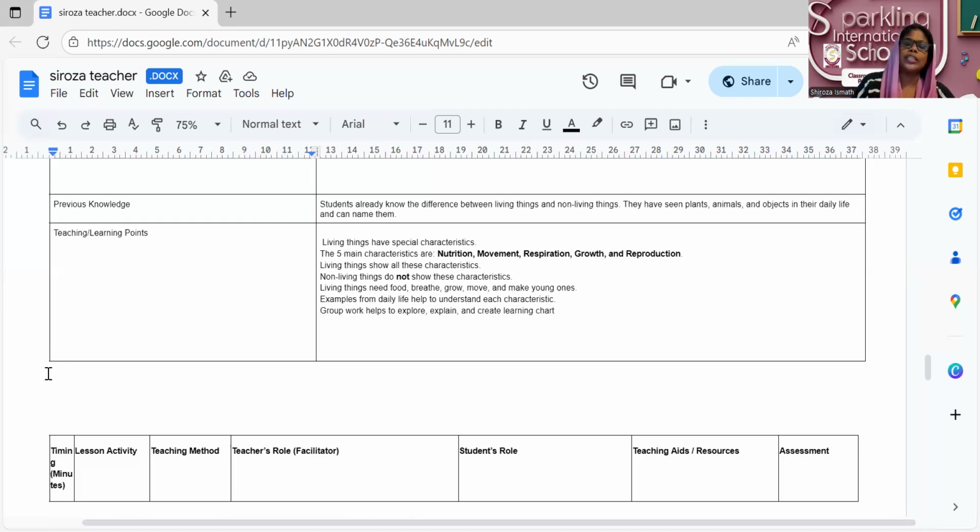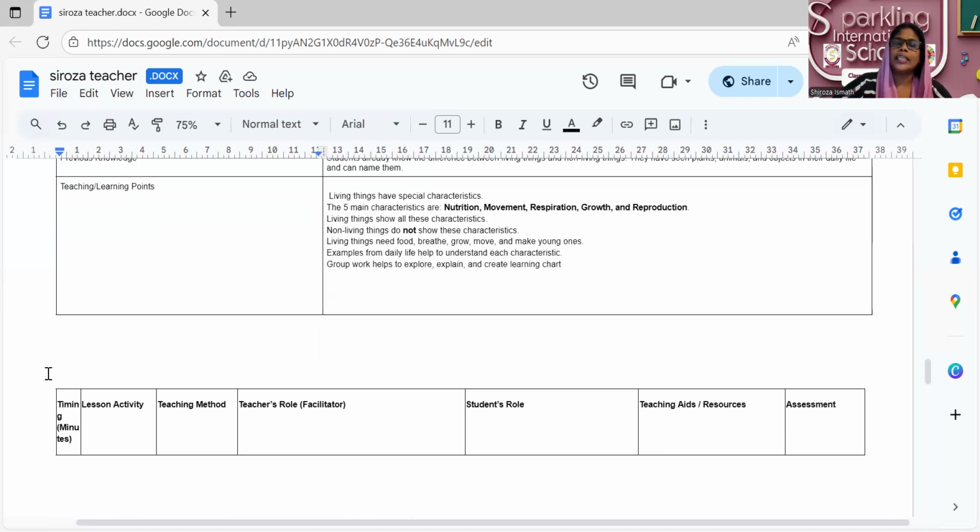As a group work, they work together. Group work helps them to explore, explain, and create the chart and learn from the chart. This is my grade 6 lesson plan. I thank you all for listening to my presentation.